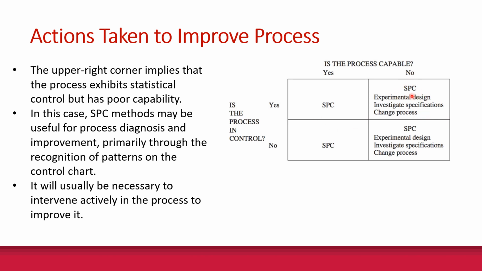The upper right corner is a case where the process does exhibit statistical control but has poor capability. In this case, SPC methods may be useful for diagnosis of problems and improvement. Primarily, what you're going to be looking for is patterns on the control chart. The process needs much more refinement to get it centered, through the analysis of your capability indexes, Cp and Cpk. We're trying to improve those here.